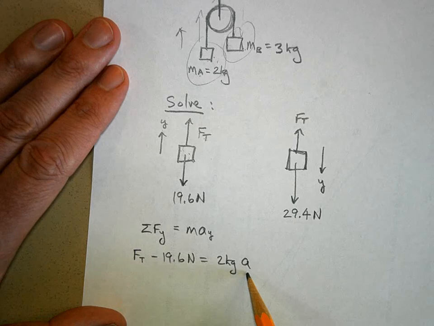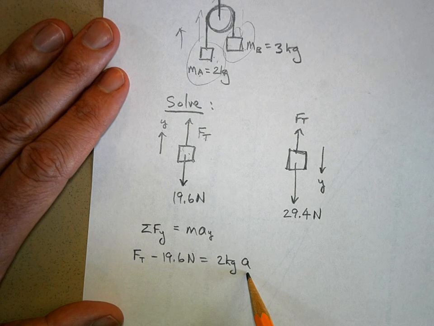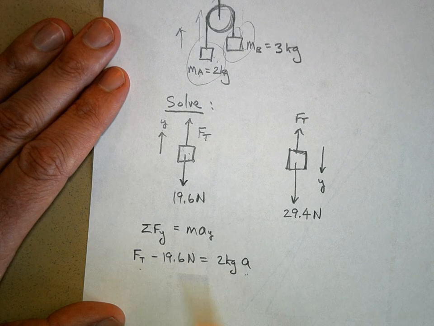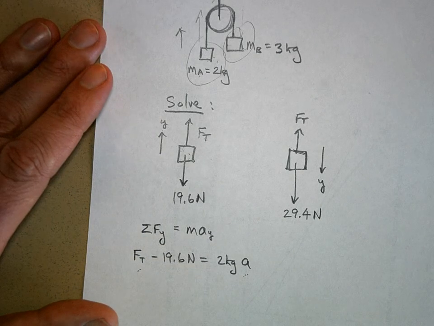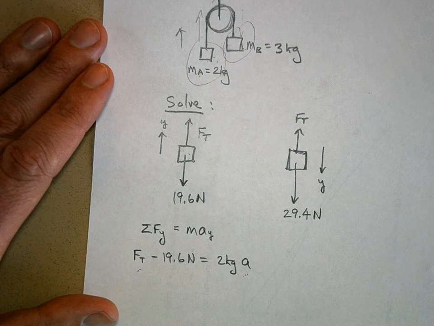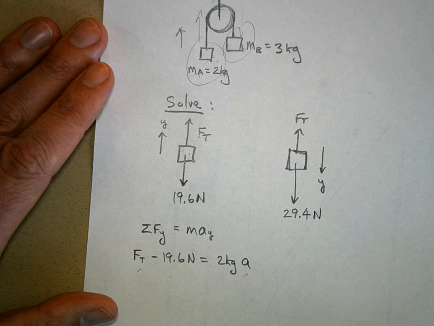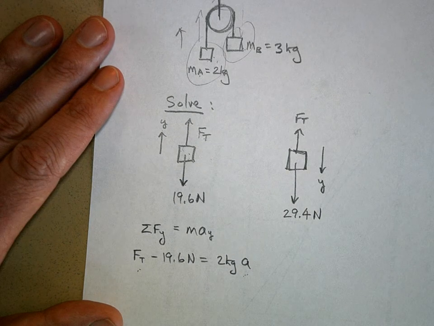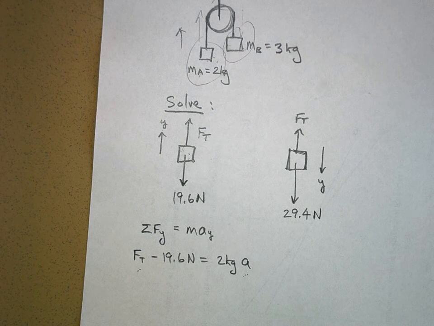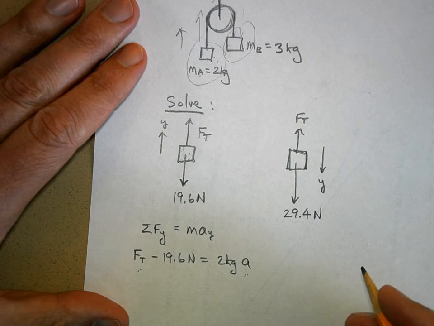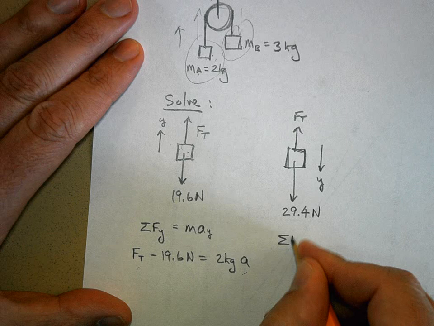Well, I could try solving for it here, but there's a problem. There's 2 unknowns. There's the tension force and the acceleration. I've got one equation, but 2 unknowns. I can't solve it. What I need is, if I've got 2 unknowns, I need 2 equations. 2 equations and 2 unknowns. So let's get another equation.